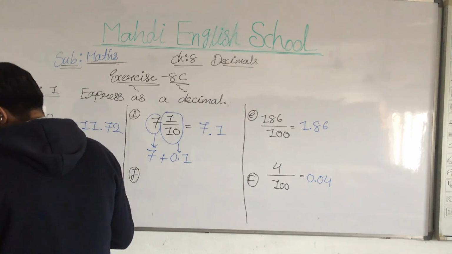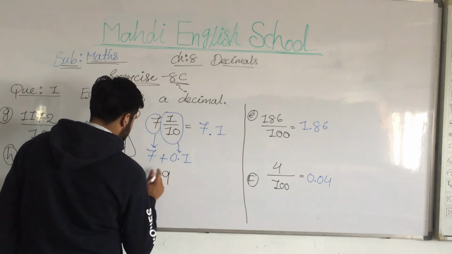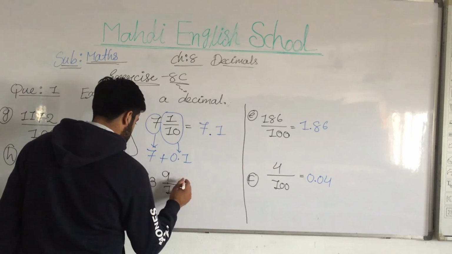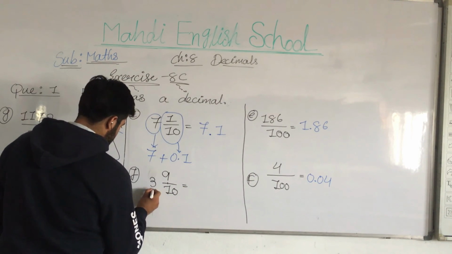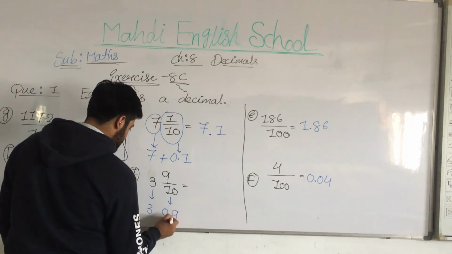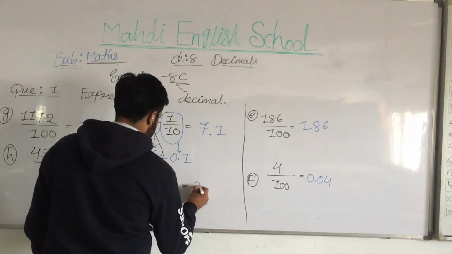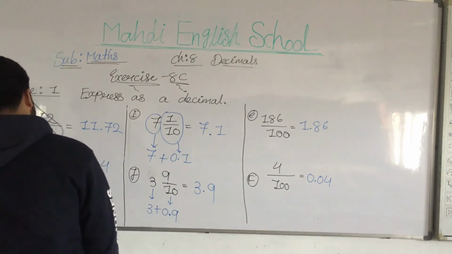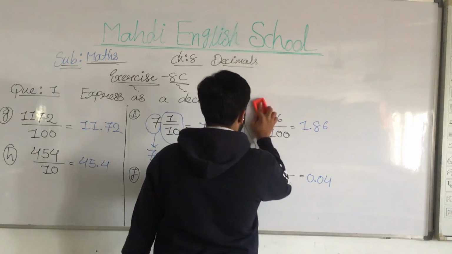Now J. So 3 and 9 upon 10. Understood, my dear students? I hope you all understood. See, 9 upon 10 is 0.9. Understood? 0.9. So how do we write? 3.9, that is how we are going to write. Okay, 3.9. Then after that we will move on to question K and L.